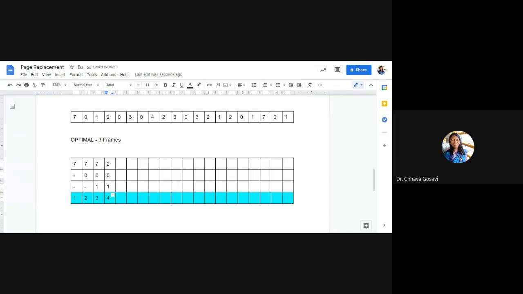Now 0 is already present, so no page fault. Now we want to bring 3 into main memory, and these are the pages, so we'll look into the future. 0 we need immediately, then 2 we will need later, but 1 we are going to use at a later stage in the future, compared to 0 and 2. So we have to replace 1 with 3.